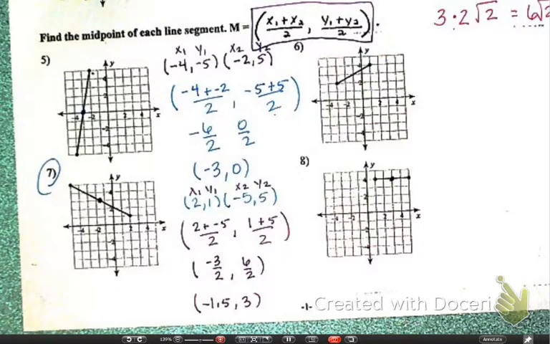Just flip back in your notebook. You don't have to do anything. What's the first formula that we've been dealing with that you should put in there? Slope.